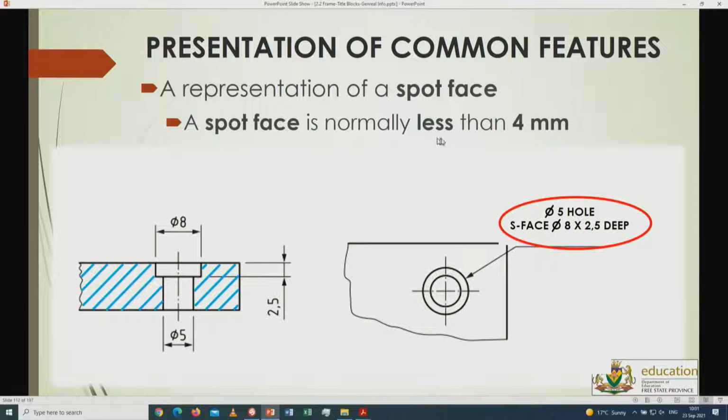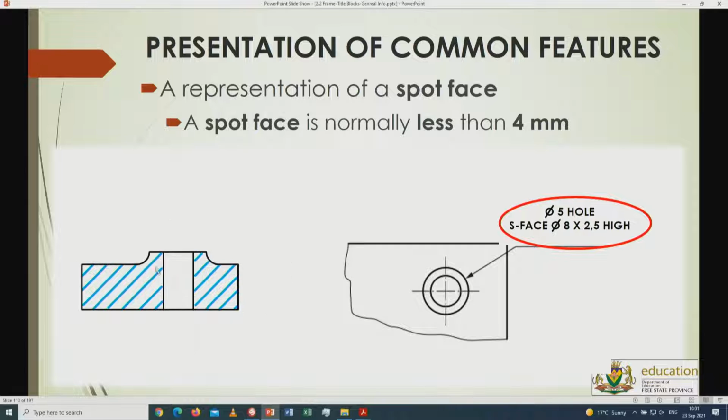Spot face. If it's less than 4 millimeters deep, it's called a spot face. It will also be called S face, spot face in other words. Spot face does not necessarily go downwards, it can also go upwards, like this one over here. It's also called a spot face. All right, so that is what you have to understand in that regard. All right, so there we go with this part.